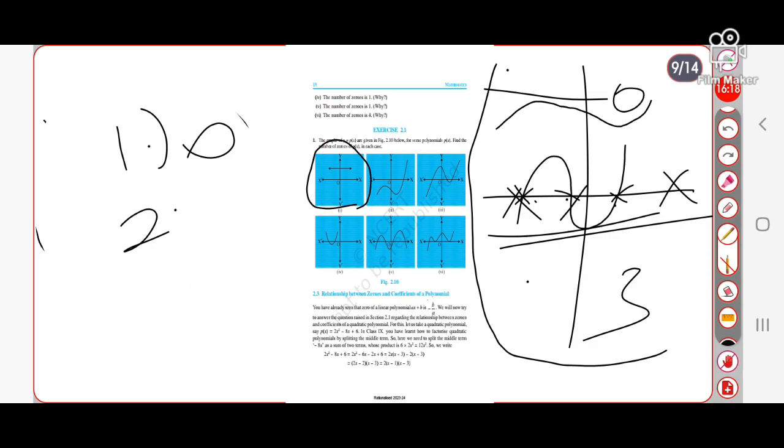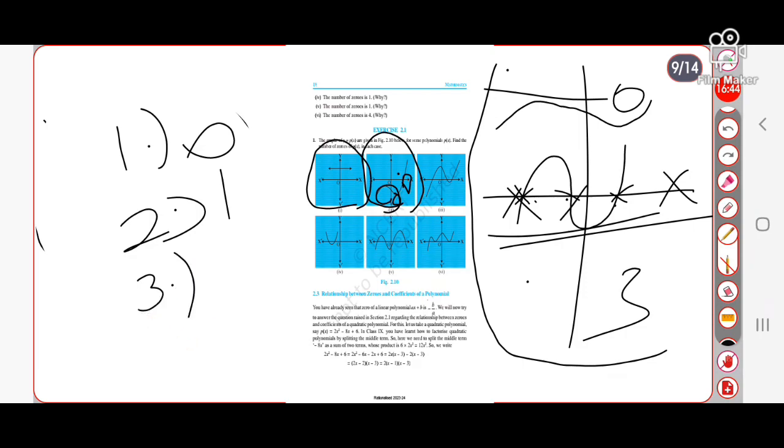So for the second, that is this one. For this one, what we have to see is the number of times it is touching the x-axis. See over here, yes, only one time. So the answer over here will be 1. This one is not touching the x-axis, it is touching the y-axis. So for this it is 1.